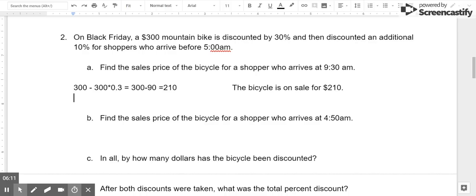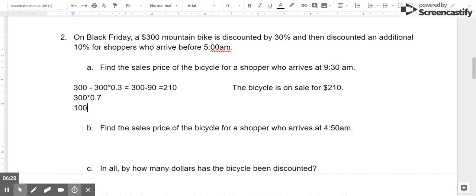Another way to calculate part A would be to take just 70% of 300. So let's look at where that 70% is coming from. Just like in number one, what I'm doing here is I'm thinking about the change in the percentage rather than the change in the dollar amount. So previously, we were paying 100% of the price of the mountain bike, but then we took away 30% of the price of the mountain bike. That left us with 70%.